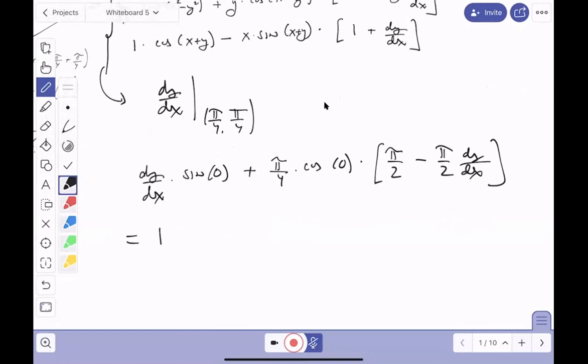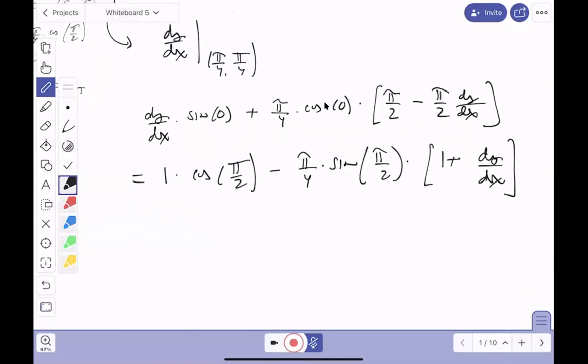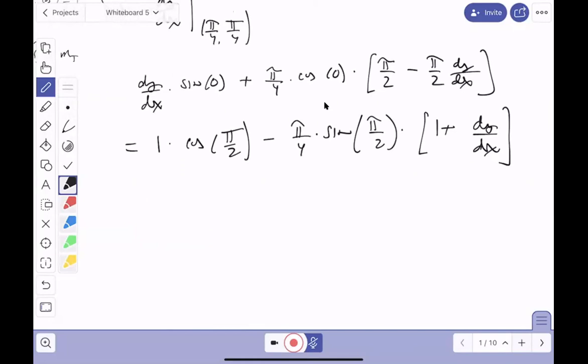It's going to be 1 times the cosine of pi over 2 minus pi over 4 times the sine, well, that's going to be pi over 2 now, times 1 plus dy dx. I think you can appreciate how difficult this is. Let's see, what's sine of 0? 0. What's cosine of 0? 1. So let's write this down.